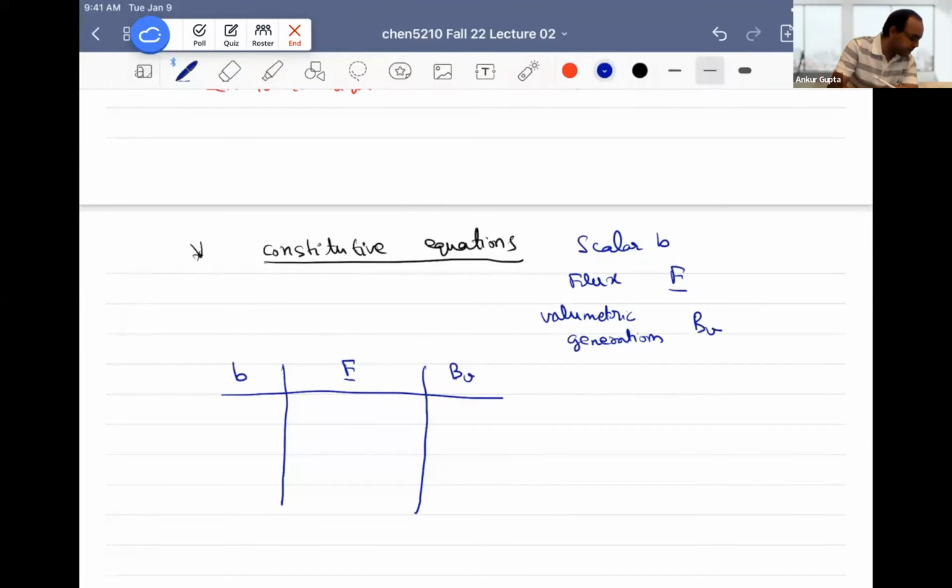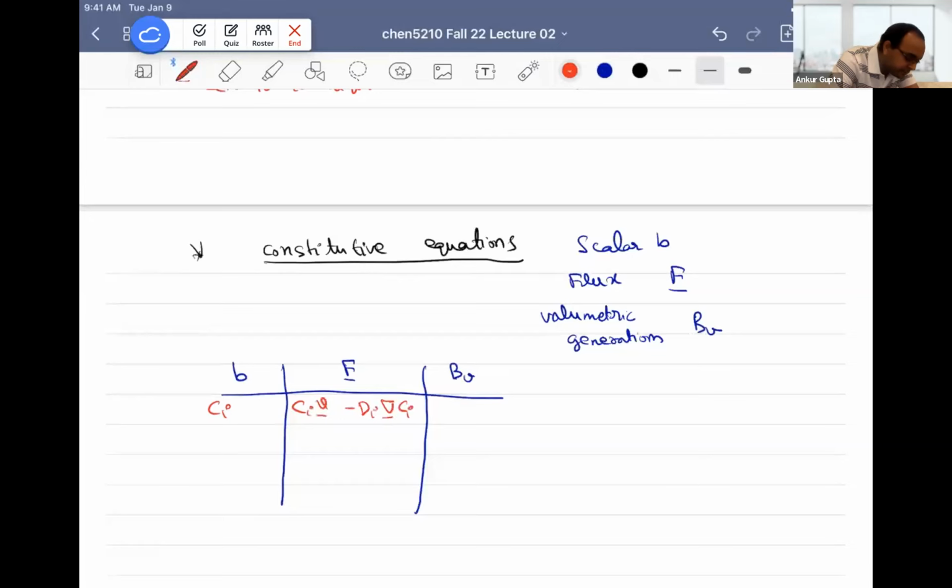So if my scalar is concentration, C_i, I know the flux, right? I know the molar flux. I will use the mass average velocity. You can use the molar average velocity as well. Let's use the mass average velocity. Then we know the flux is C_i v minus D_i grad C_i.